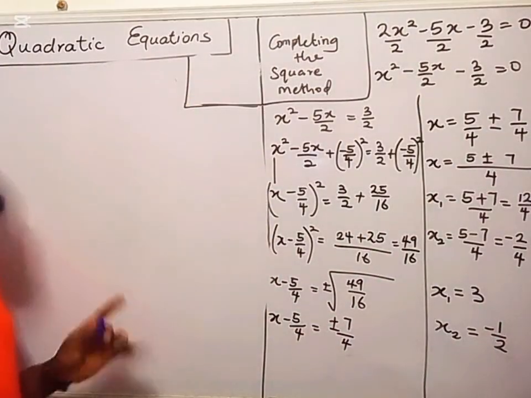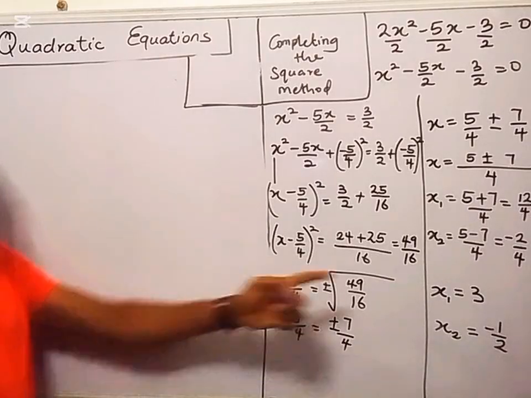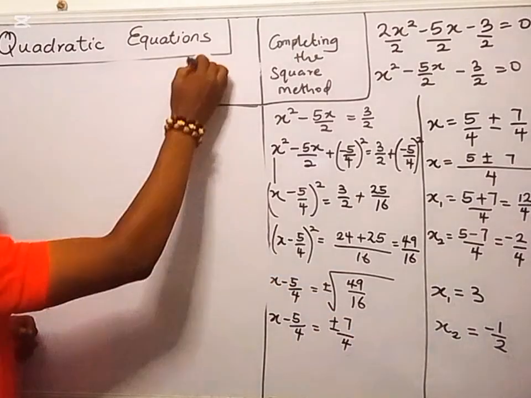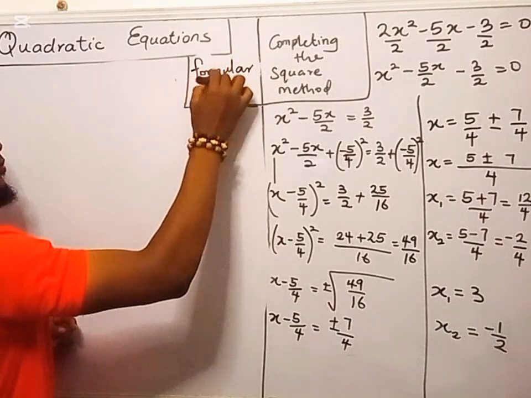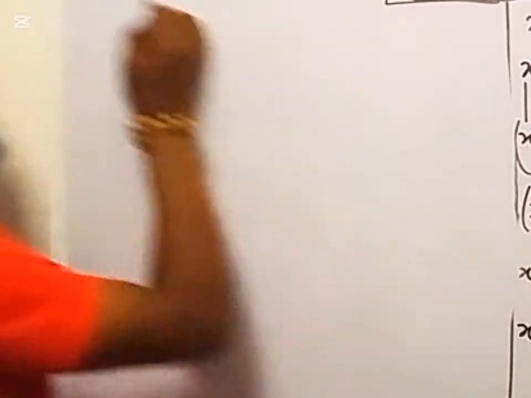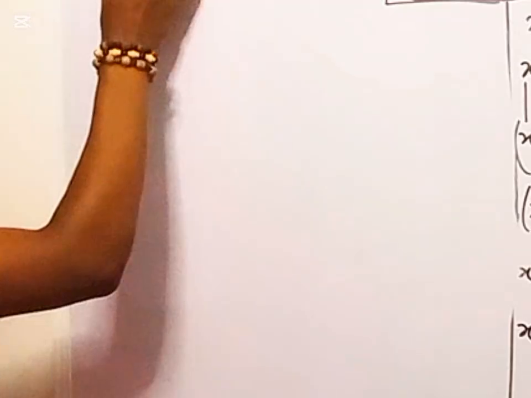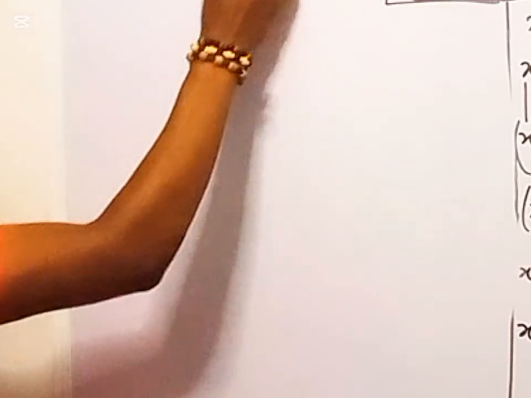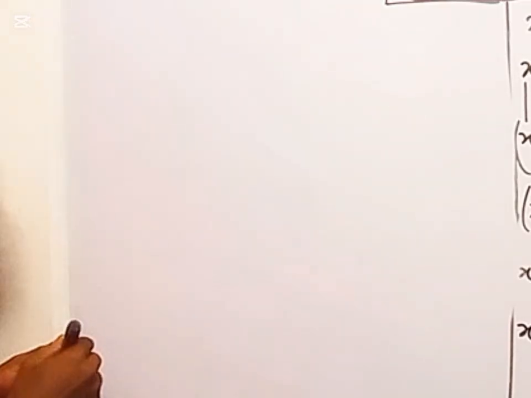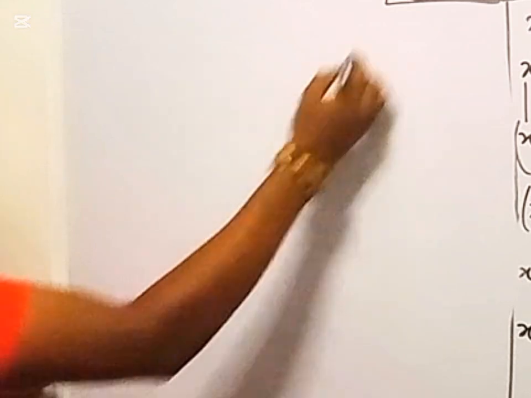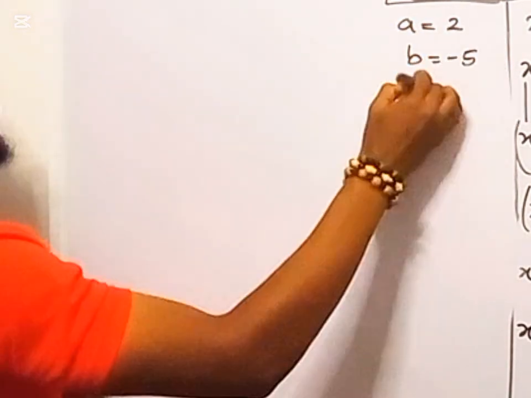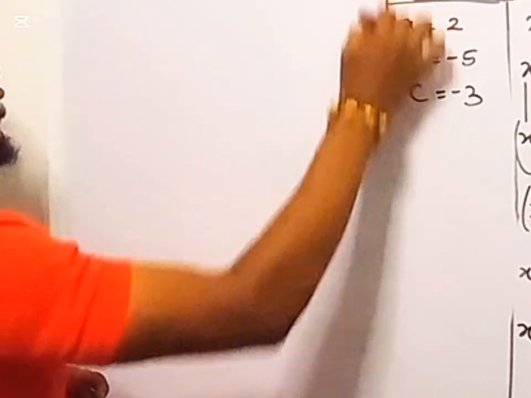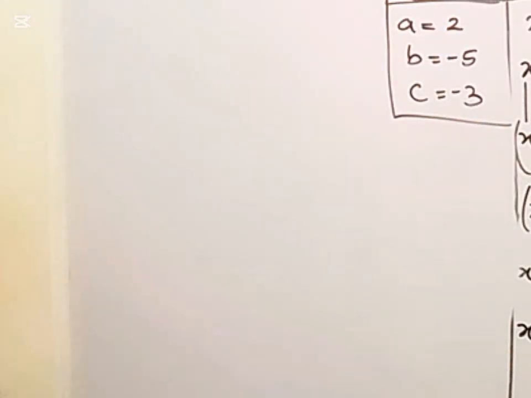Alright, so now let me use the formula method and see whether I will still get those two answers. So we still have 2x squared minus 5x minus 3 equals 0. This is the quadratic equation I'm still working with. And here we still have that a is 2, b is minus 5, and c is minus 3 as usual.